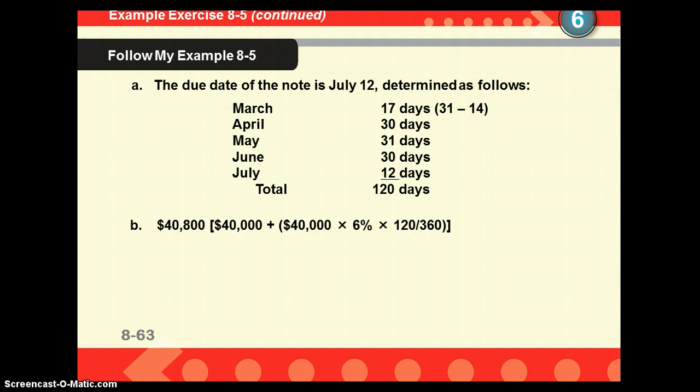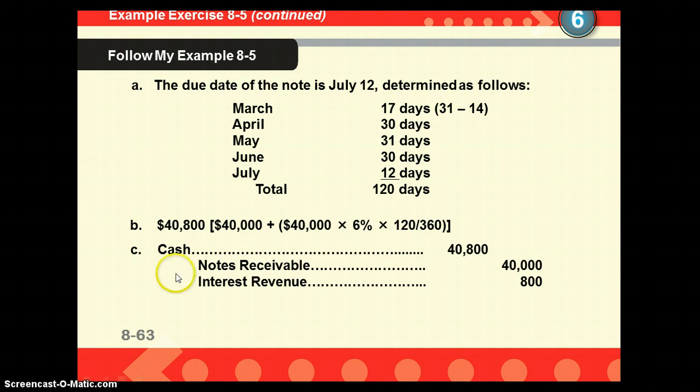For B, you should have gotten $40,800. It's $40,000 times the 6% and then 120 over 360. This is principal times rate times time. And we have to do it per day, so 120 days out of 360. Remember, we simplified the 360 to make calculations easier instead of using 365.